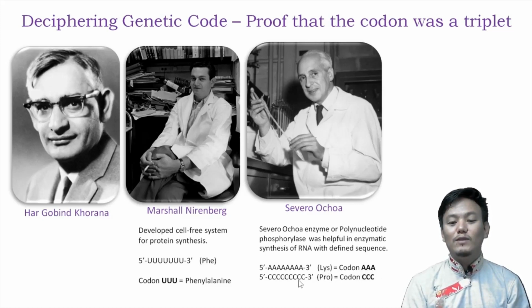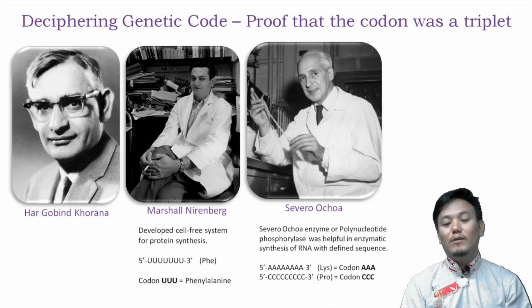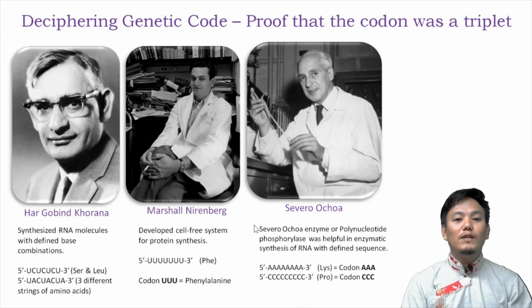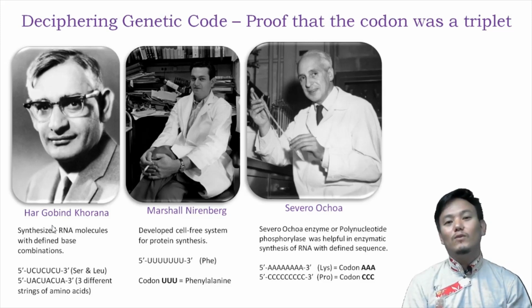And the same goes with a polycytosine RNA, and that produced a protein which contained proline as amino acids. So for the amino acid proline, the codon must be CCC. And the rest of the codons were deciphered by Hargobind Khurana. So all 3 of them were responsible for deciphering the codons, right?